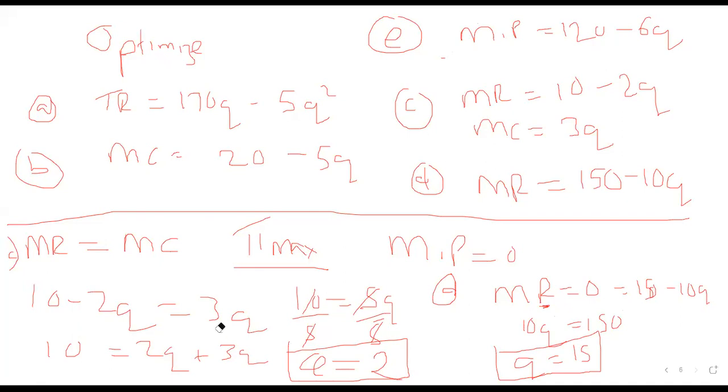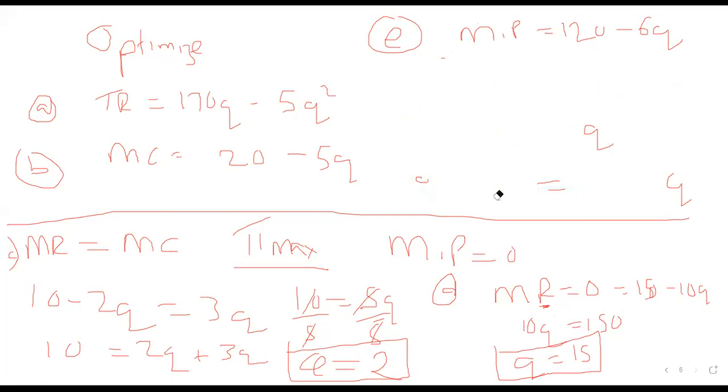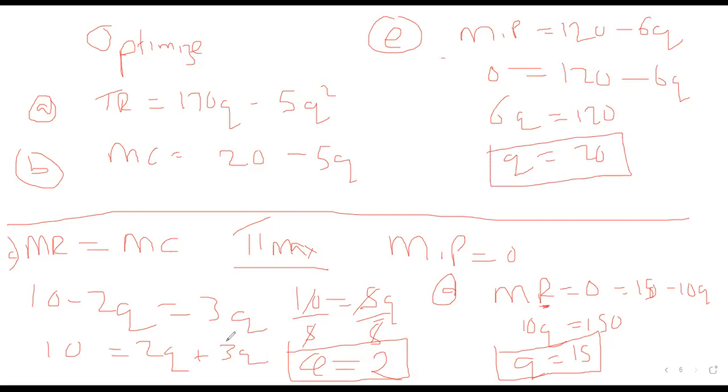Then when we go to our E, E there has given us the marginal profit. So marginal profit, when we equate it to 0, what is happening? We are maximizing our profit. So when we equate it to 0 there, we have 120 minus 6Q. When this one goes aside, 6Q is equal to 120. And divide by 6 both sides, Q is equal to 20. So whenever you hear the word, find the units that will maximize your output.